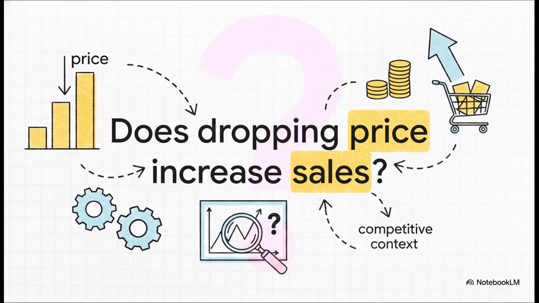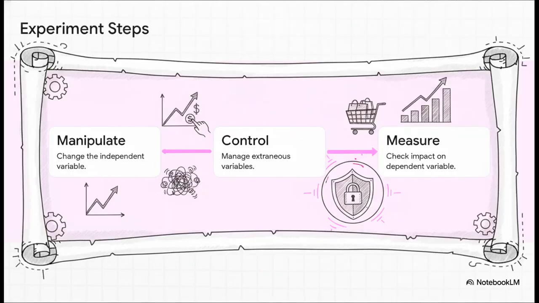So how do we actually prove that relationship? Well, we use an experimental blueprint. Because descriptive research can't prove cause and effect, it only shows association. To prove it, we follow 3 crucial steps.